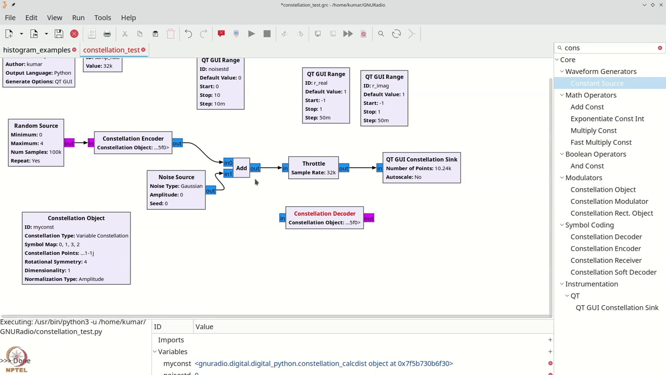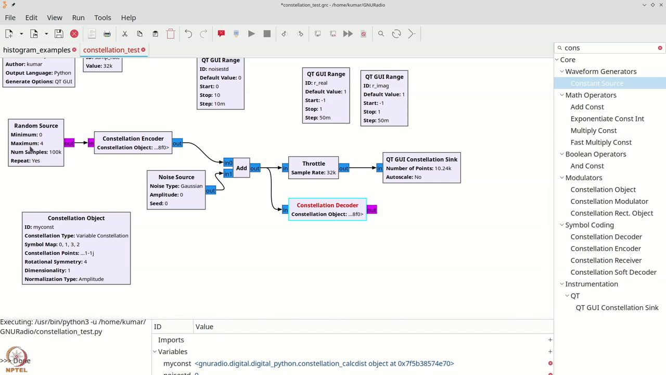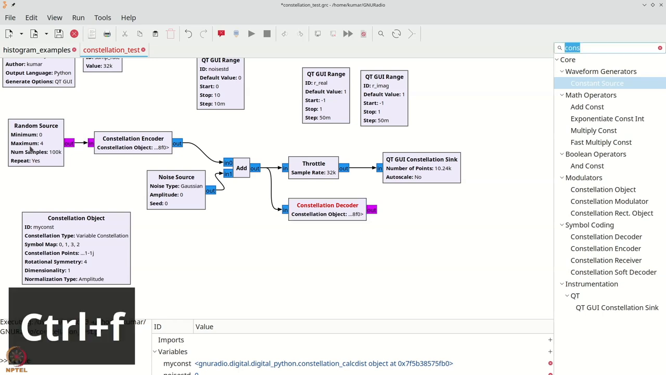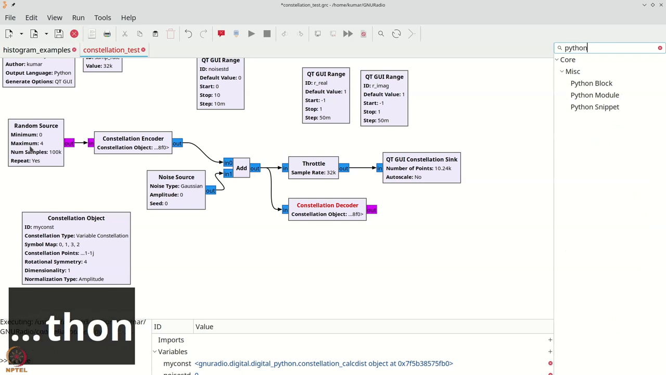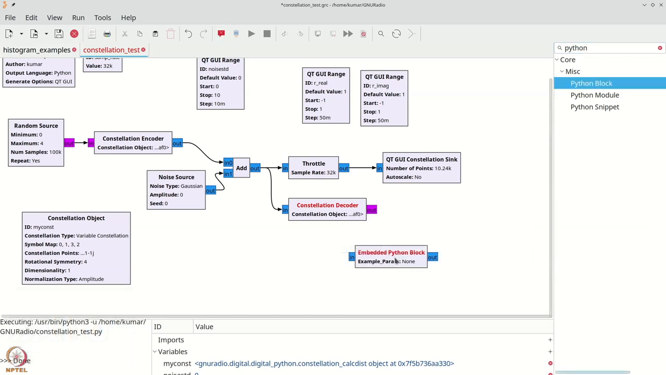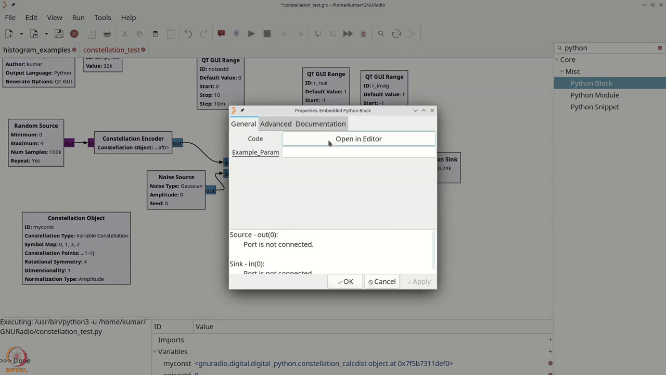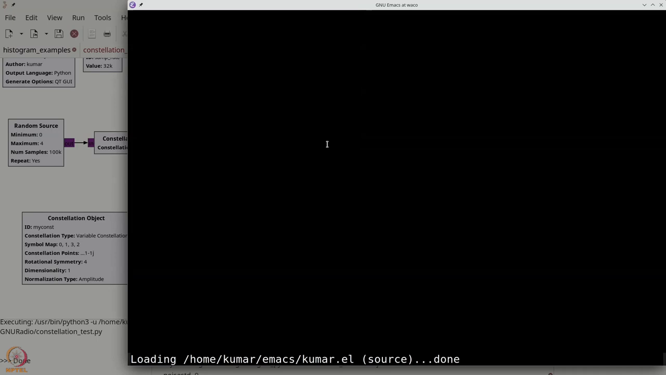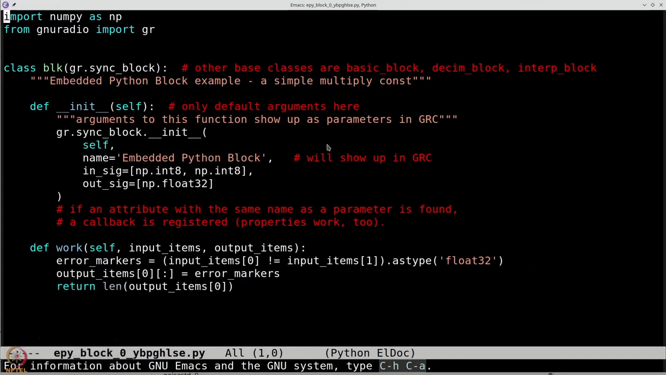Let us begin. So I'm going to connect the noisy output to the constellation decoder. And now I am going to get this particular output and this particular output of this random source and build a comparison system using an embedded Python block. So I'm going to say Control F or Command F, Python block, double click it, and I'm going to say open in editor. You can choose any editor that you desire. So let us now start building our block.